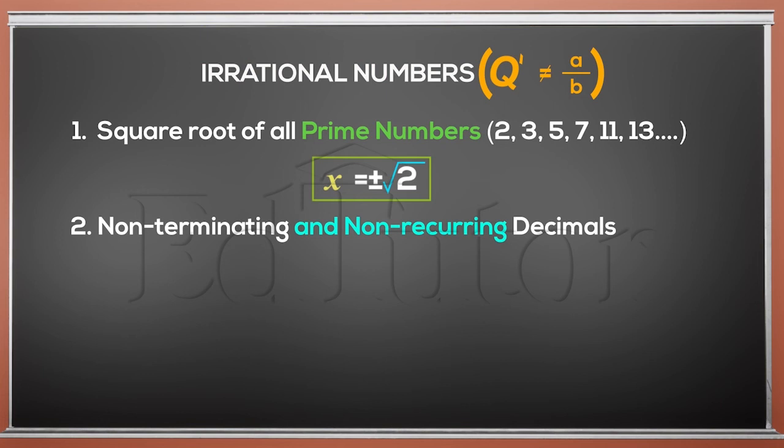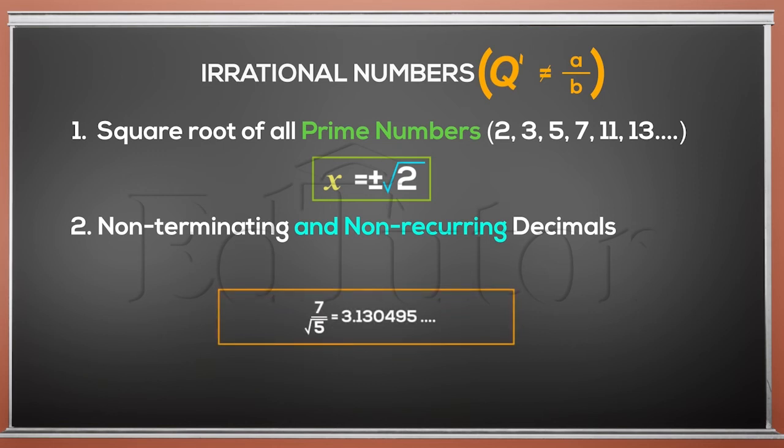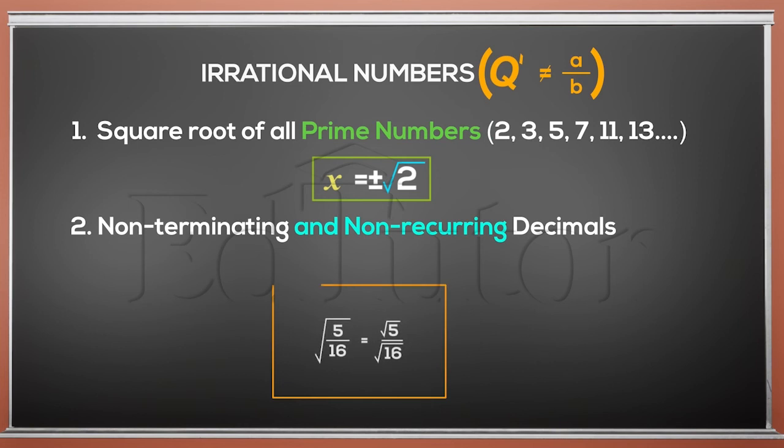Can you tell if this number is irrational? Yes, without a doubt. How about this one? You don't even need to convert it to tell, because root 5 is irrational according to the first point. The square roots of all prime numbers are irrational. For the same reason, this one is irrational too.